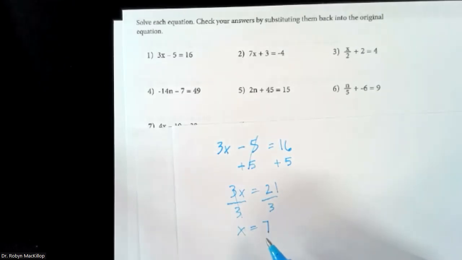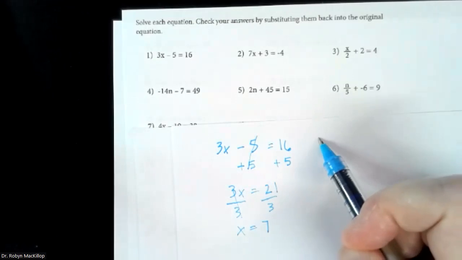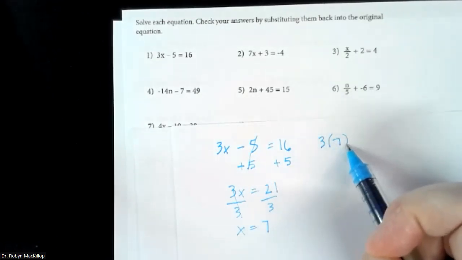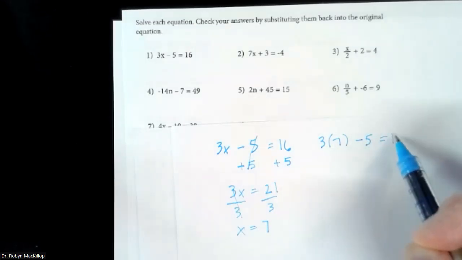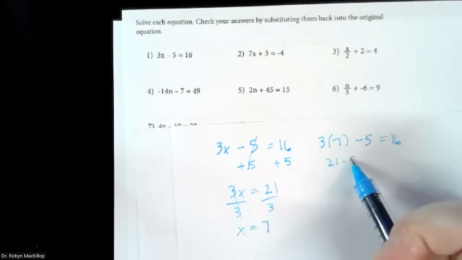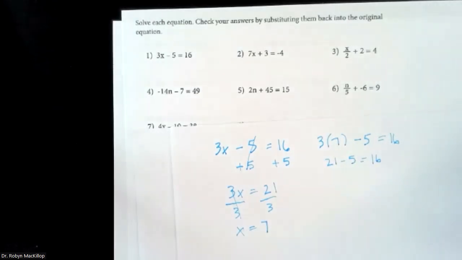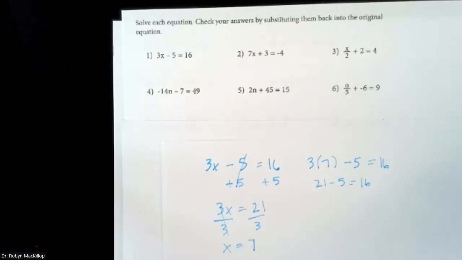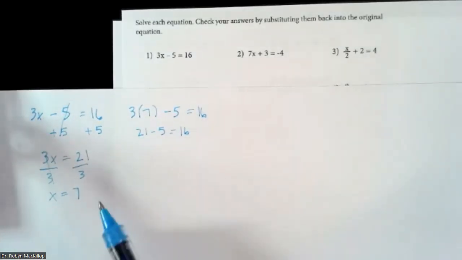Now we can check our work. We can take that 7 and plug it into the original equation. That would be 3 times 7 minus 5 equals 16, or 21 minus 5 equals 16. We did it right. Cool, huh? All right, let's do some more of these because that might have been kind of long. But again, it's the same process.